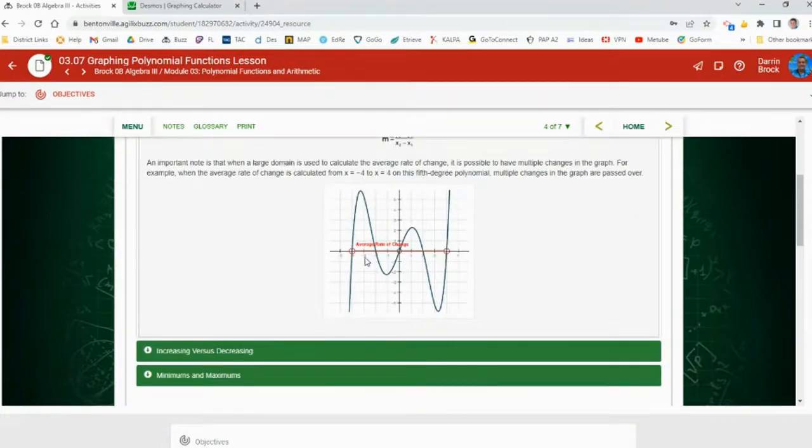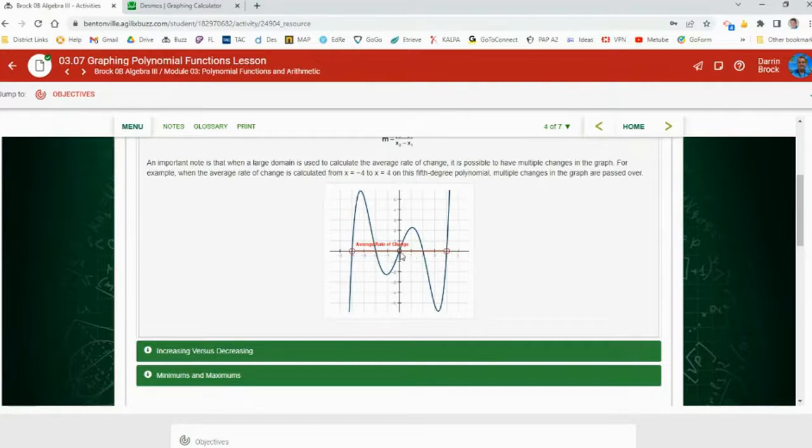Well, let's look at this. When x equals negative 4, the graph equals 0. When x equals 4, the graph equals 0. So the average rate of change between x equals negative 4 and x equals 4 is 0. It's 0 over 8 because the x changed by 8, but the y was still 0. So 0 is the average rate of change between those 2 x's.